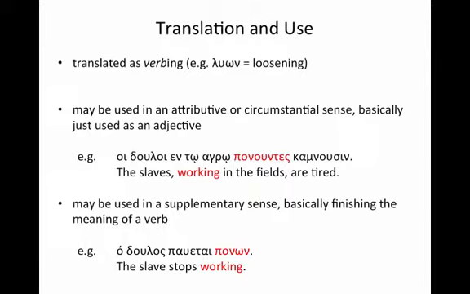And again, they can also end the meaning of a verb, so they can finish off the meaning of a verb. So here, ho doulos pauetai ponon, the slave stops working. Again, note that ponon is in the same case, number, and gender as what it modifies, ho doulos.